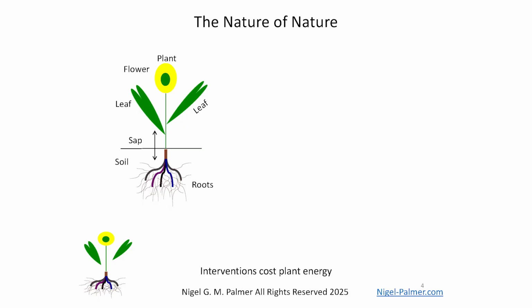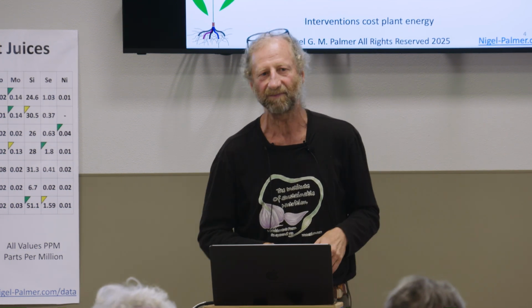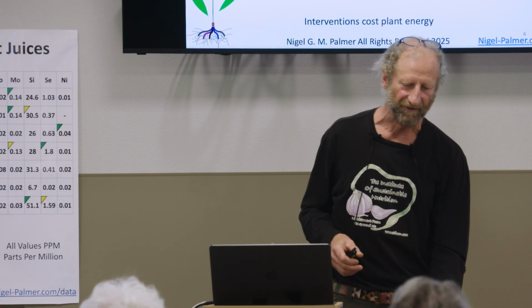The first thing I want to talk about is the nature of nature. And plants have been around for 400 million years. That's a long time. Now, in order to survive on Earth for 400 million years, you have to have some very, very robust strategies for dealing with all these interventions that take place.